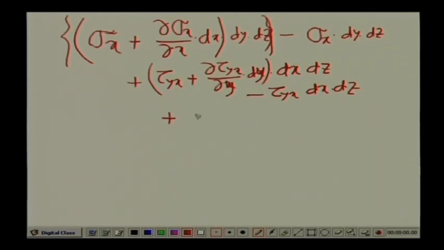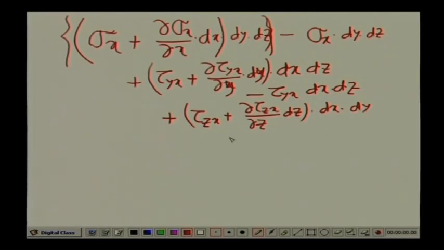Plus we have the term on the z plane acting in the x direction, which is tau z x plus del tau z x del z over dz, multiplied with the area dx and dy, minus tau z x times dx dy, plus, if we assume that x is the body force per unit volume, this multiplied by dx dy dz is set equal to 0.